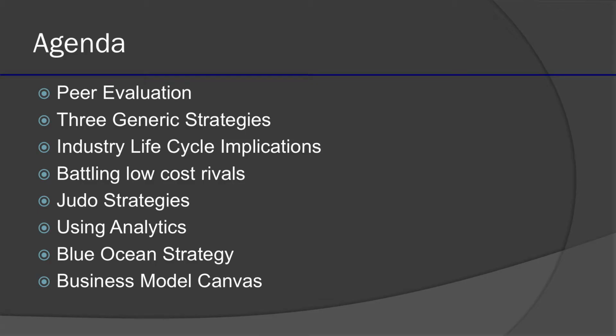So in this set of presentation, including the slide deck and videos, I'm going to talk to you briefly about the three generic strategies once again, how those intersect with the industry life cycle, and then how the industry life cycle can lead into thinking about turnaround strategies. I will then talk about using data analytics to try to find a combination strategy that works, at least for a little while, until it is imitated. Then we'll also talk about judo strategies, battling low-cost rivals, blue ocean strategy, and the business model canvas.